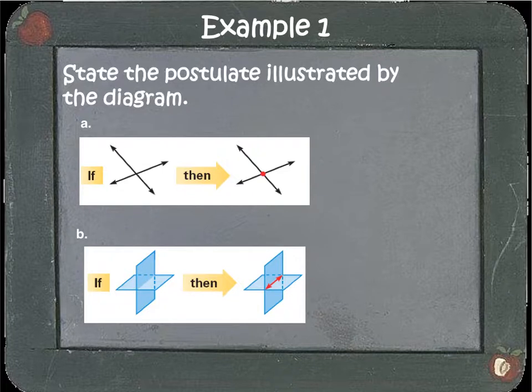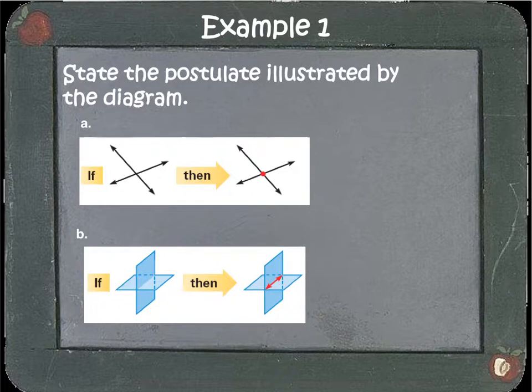So let's go ahead and look at this. Can anyone state the postulate that's illustrated in picture A? You don't have to tell me the number. Valentina. If two lines intersect, then they intersect at exactly 1 point. Beautiful. So you would restate that postulate for picture A. Picture B. Isabella. If two planes intersect, then their intersection is a line. Correct. And you would restate that postulate.